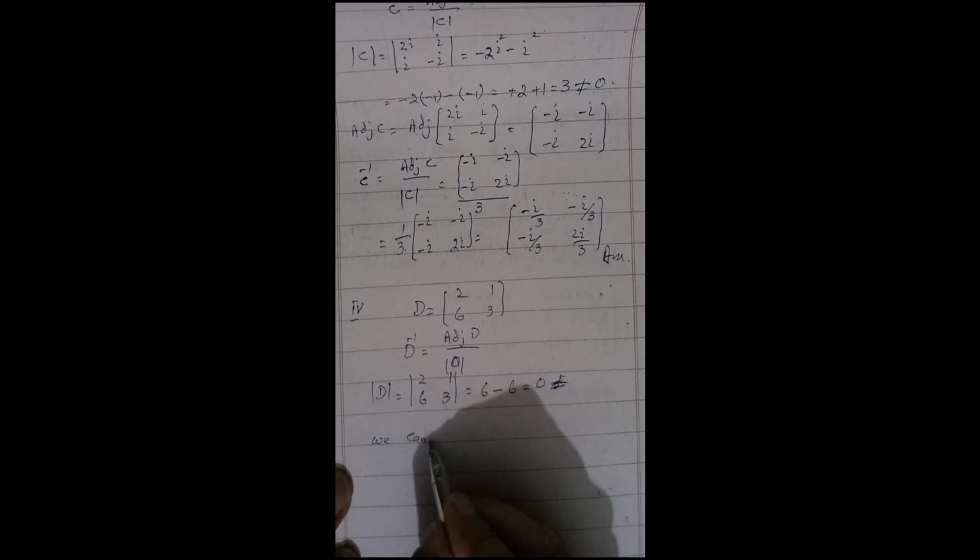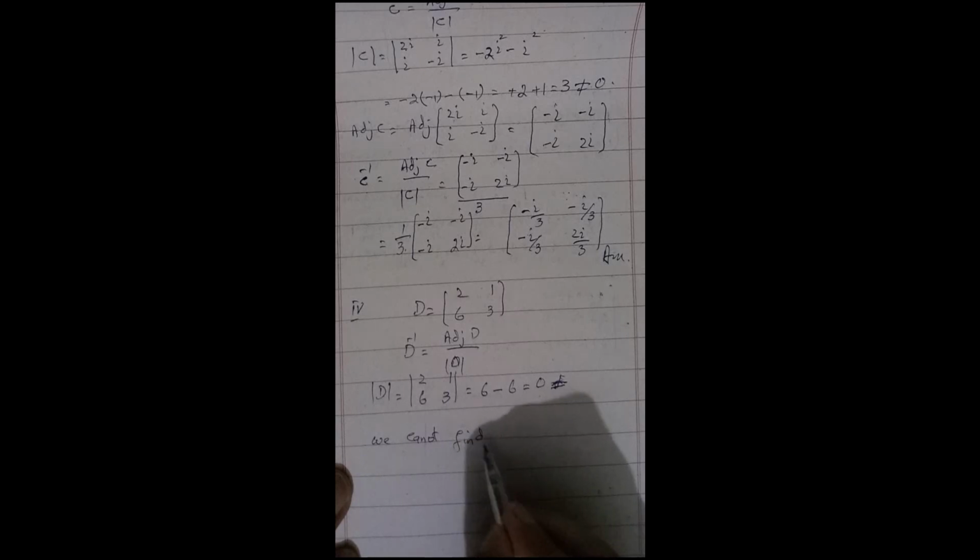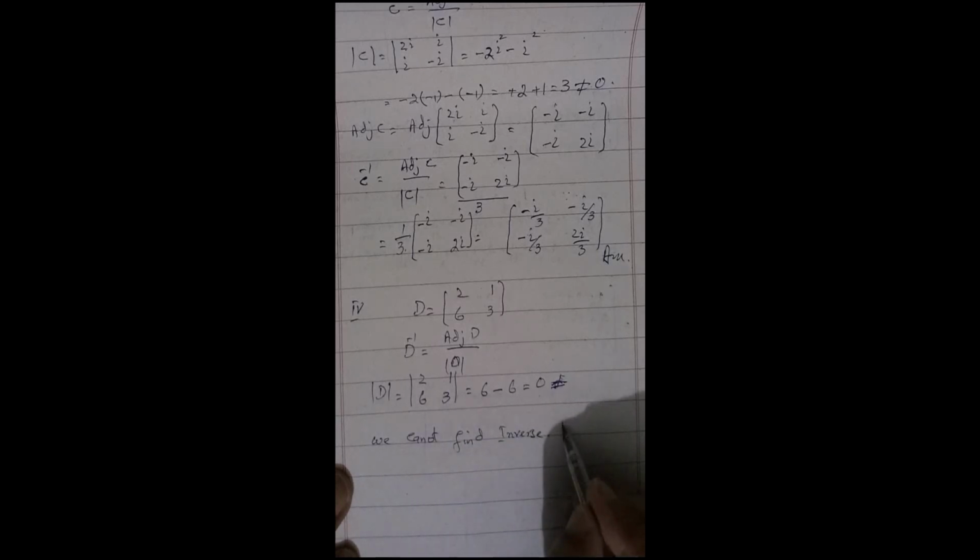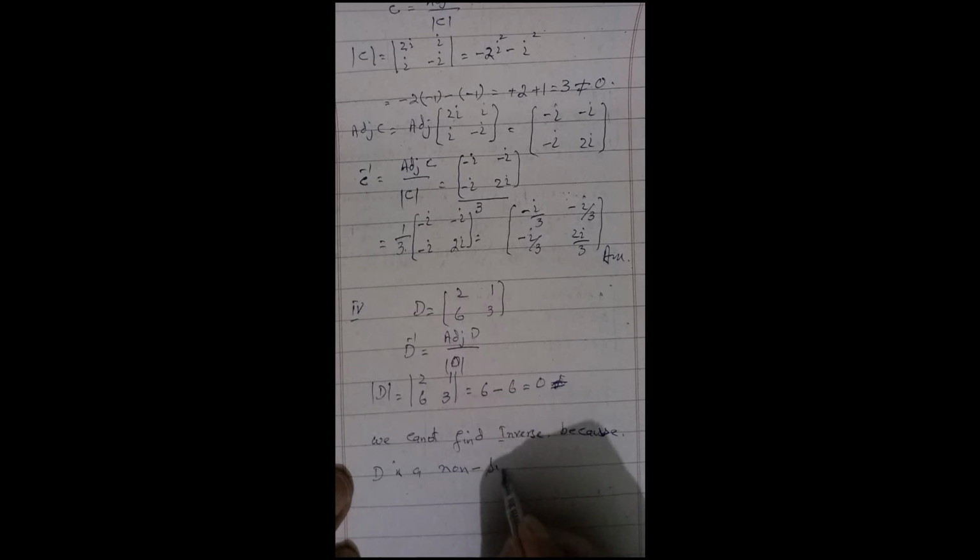So the answer is we can't find the inverse because D is a singular matrix. Okay.